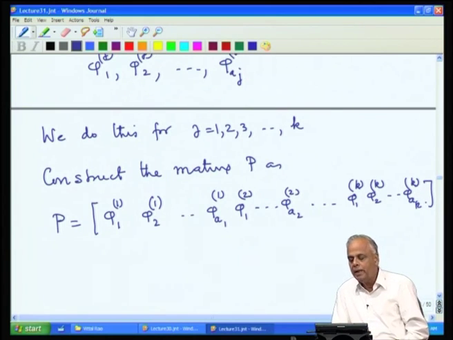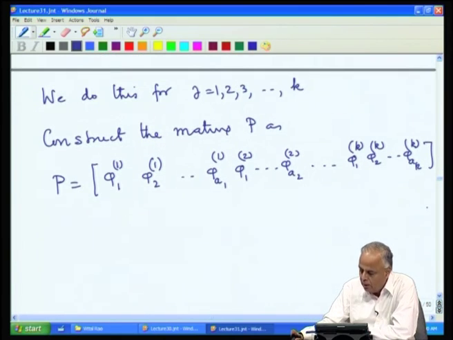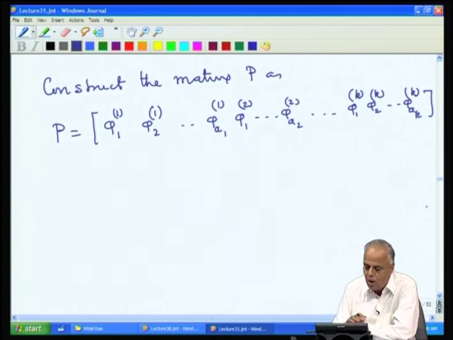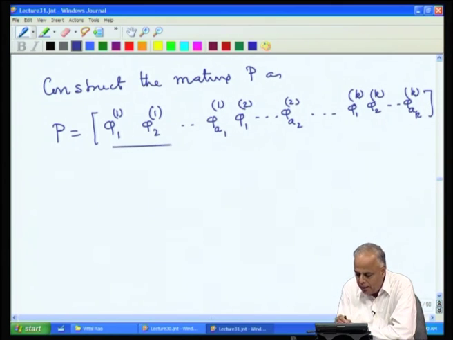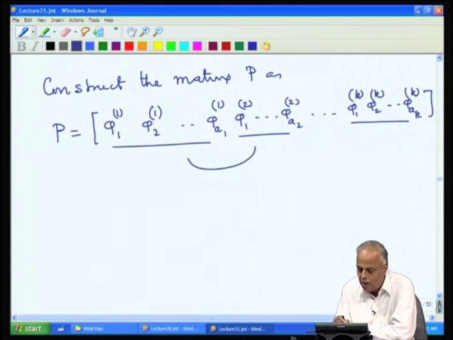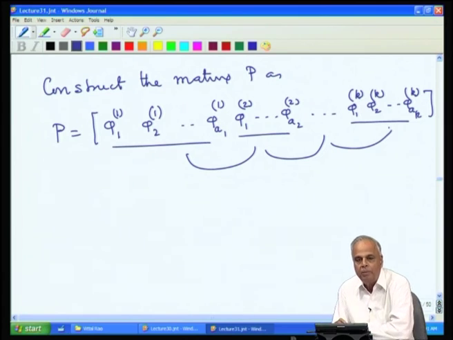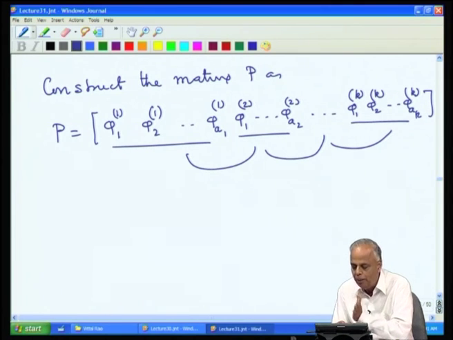So, we will have A1 plus A2 plus up to AK columns, but A1 plus A2 plus up to AK is equal to n, therefore we have n columns, and since all the n columns are linearly independent, by the theorem that we have just proved, these are all linearly independent. Across the groups they are linearly independent because we have just observed that the eigenvectors corresponding to distinct eigenvalues are linearly independent. So, P is a matrix with n columns, each column an eigenvector corresponding to A.